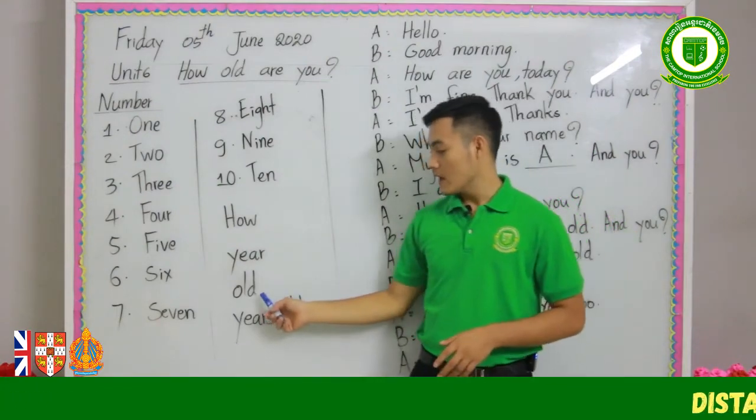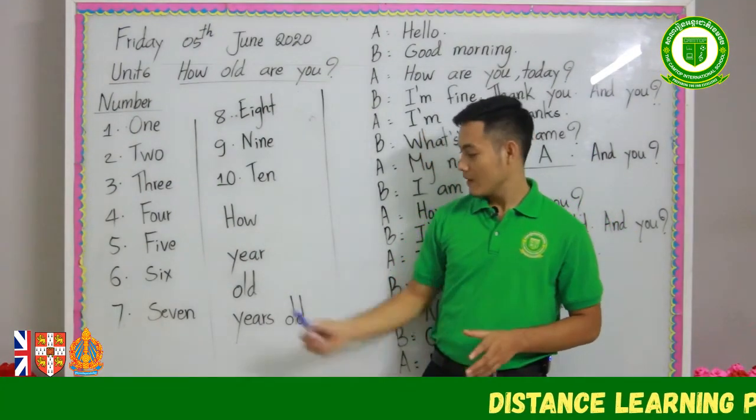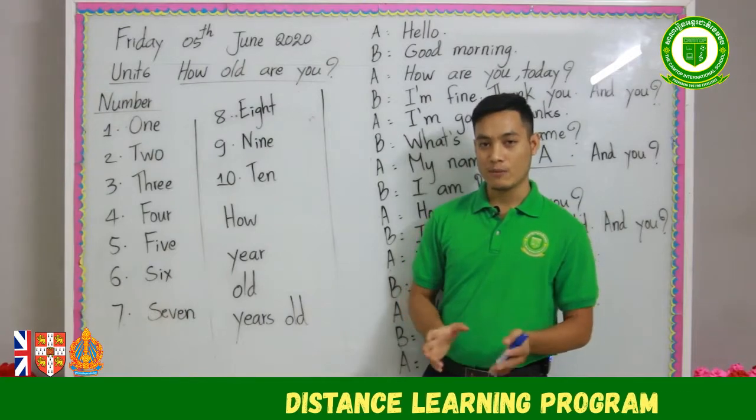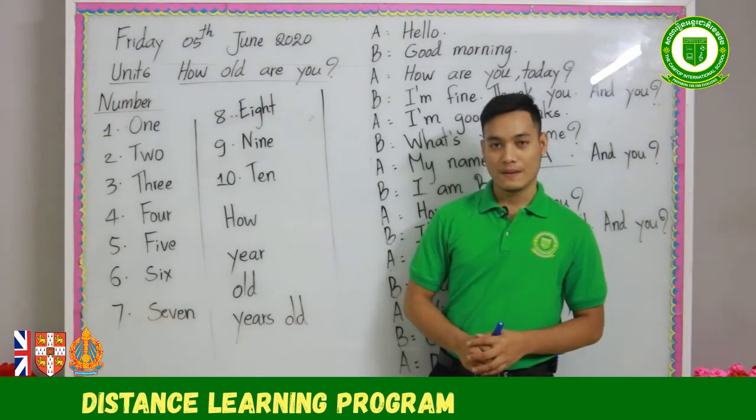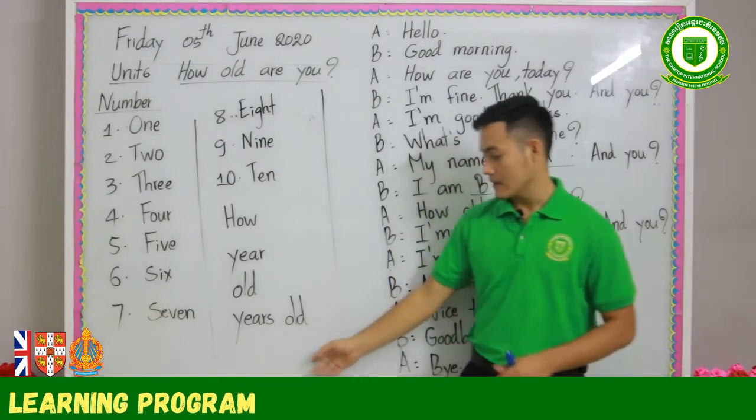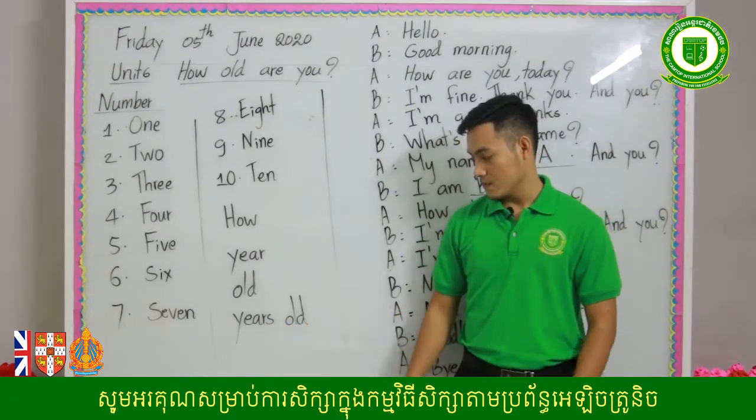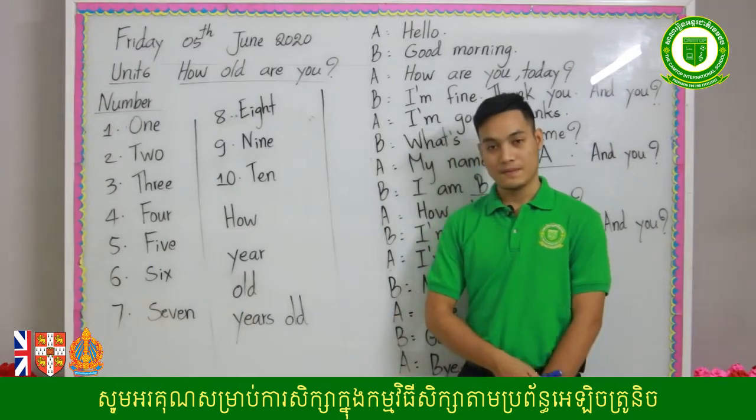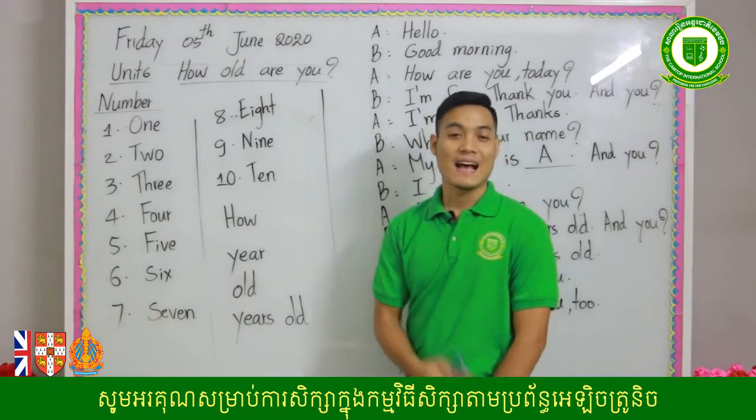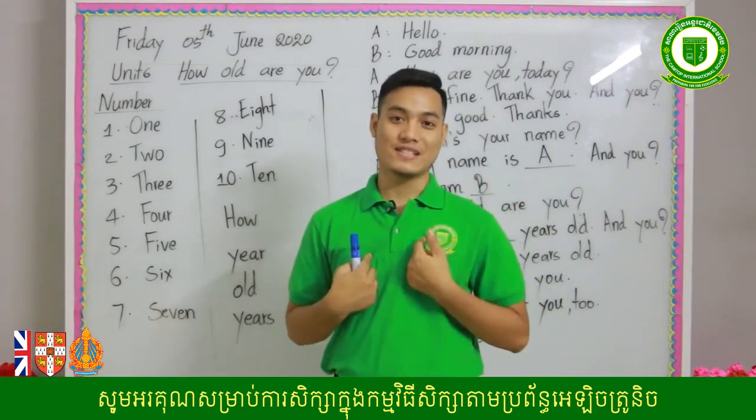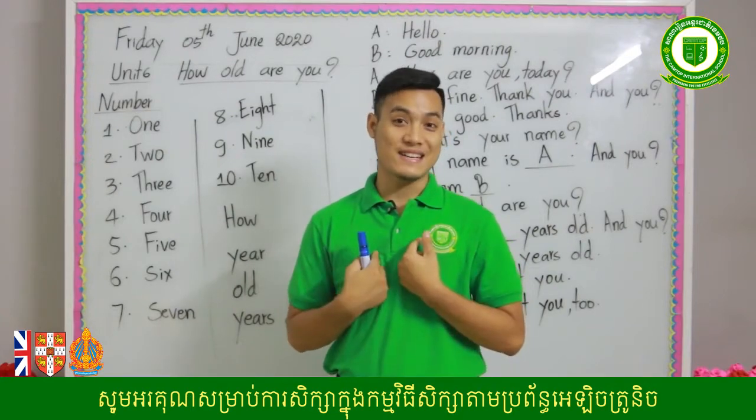The next word is old. Old. One more time, old. And the last word is years old. Read together, years old. Like I say, I am 5 years old.